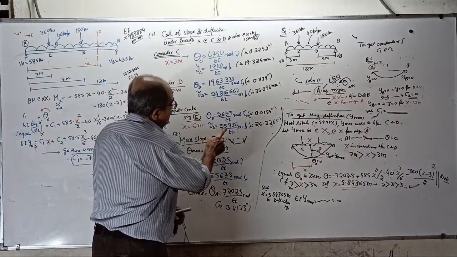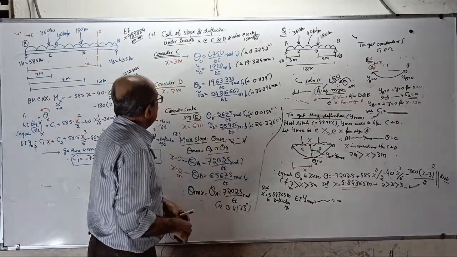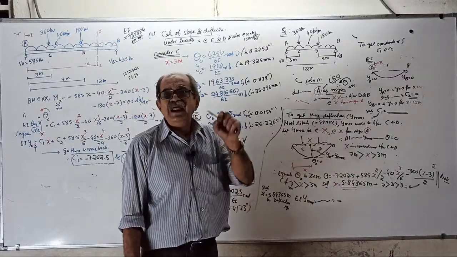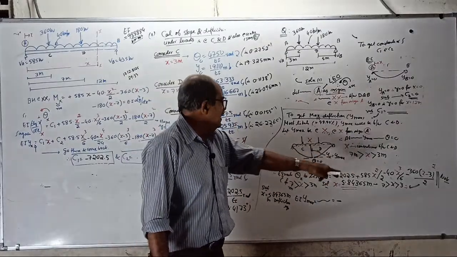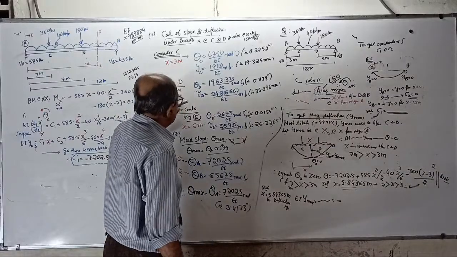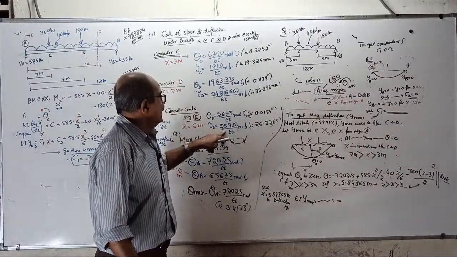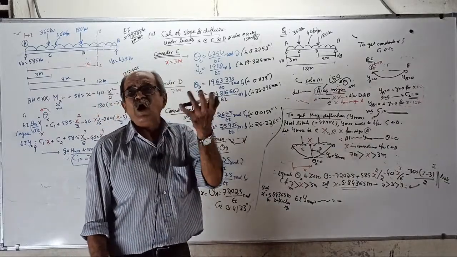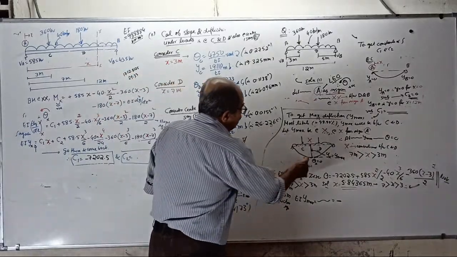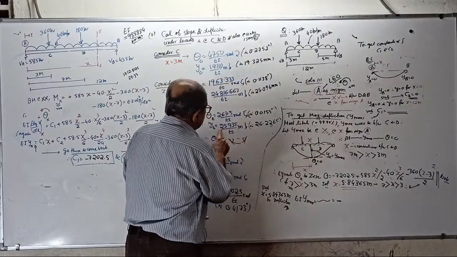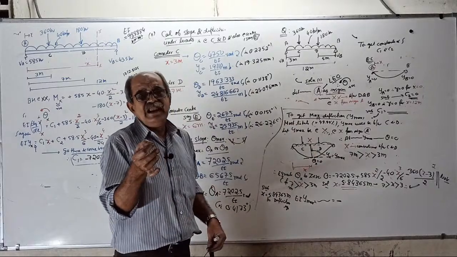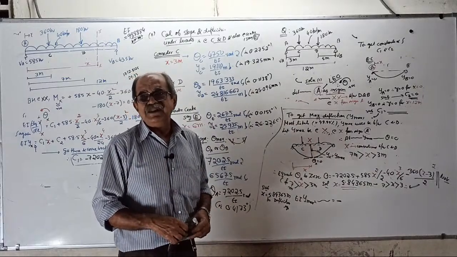See, center is 25935. That is at 6 meter. 5.84 is very near to center. But anyway, it is maximum. It has to come slightly more than 25935. Why? Otherwise, theory is wrong. See, central point deflection is how much? 25935 by EI. Since it is the maximum, it should come slightly more, or practically I will tell you later.